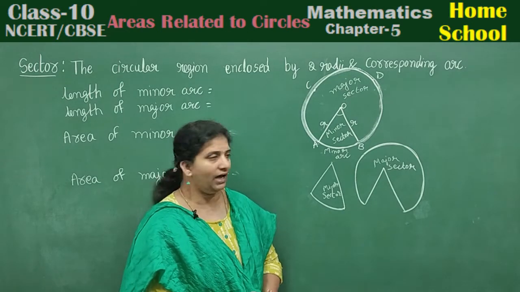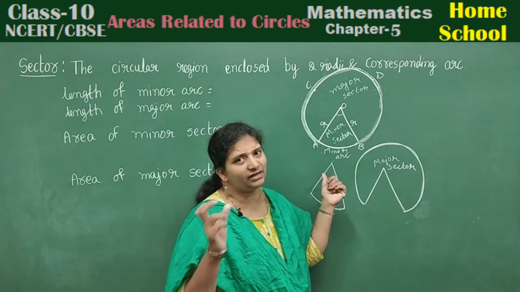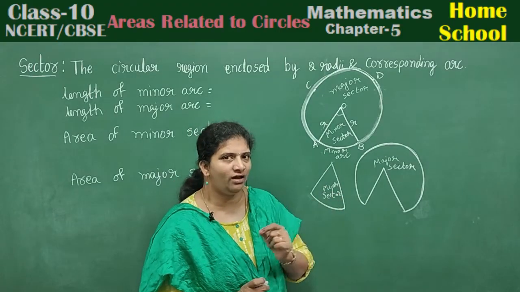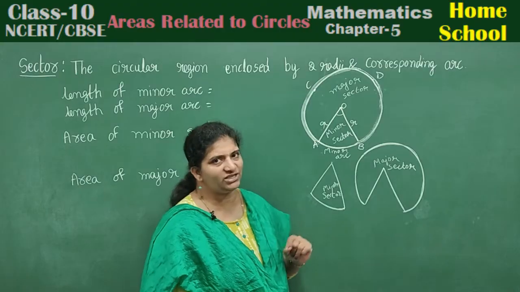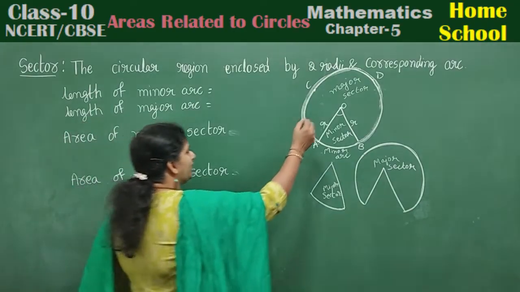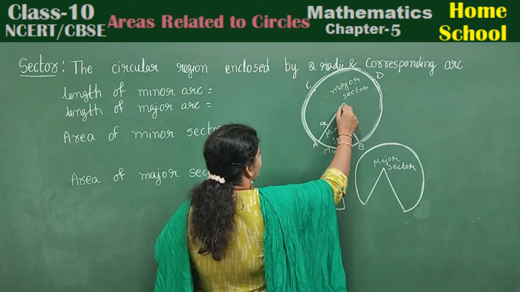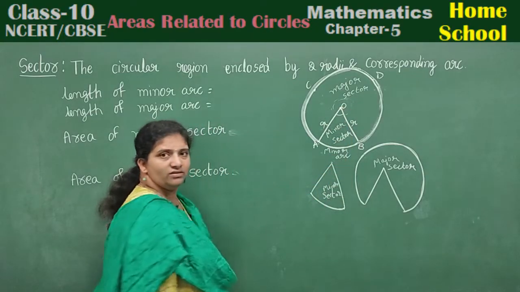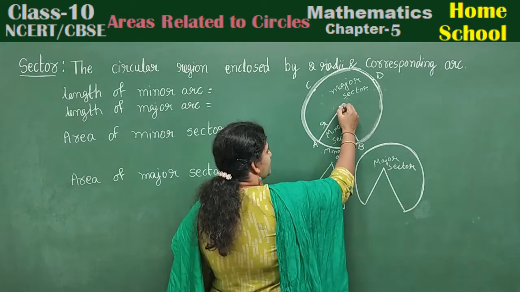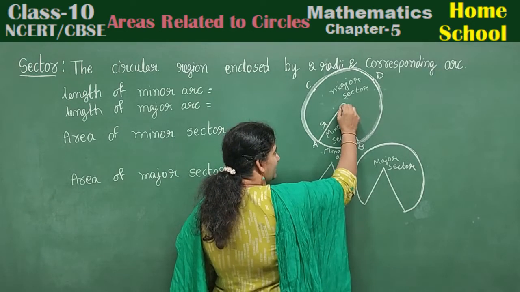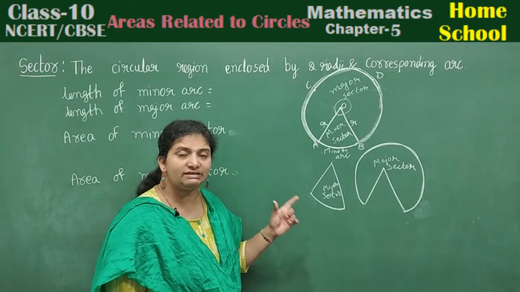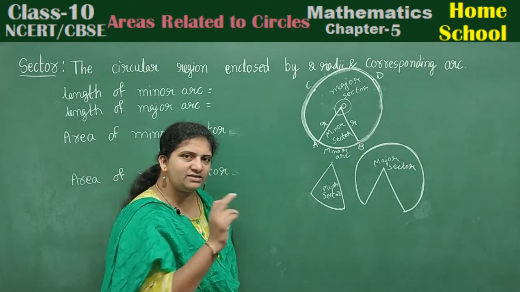When I talk about an arc, from here to here, it is part of a circumference. So I call it the length of the minor arc, length of the major arc. And you can see here, from the center you can get a complete angle, right? In a circle, what is the complete angle? 360 degrees. So this is the center O, and this center contains a complete angle. What is a complete angle, children? 360 degrees.